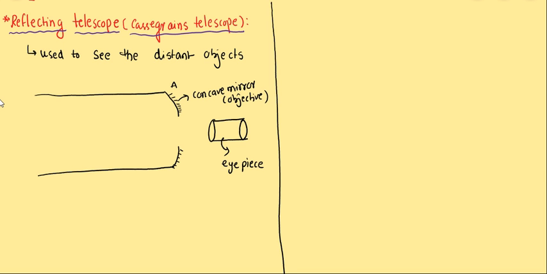Now we will take the working. It also has one more mirror, that is the convex mirror. This is the construction. You see here, the reflecting telescope has a concave mirror, a parabolic mirror, and one convex mirror. This is the convex mirror, B.